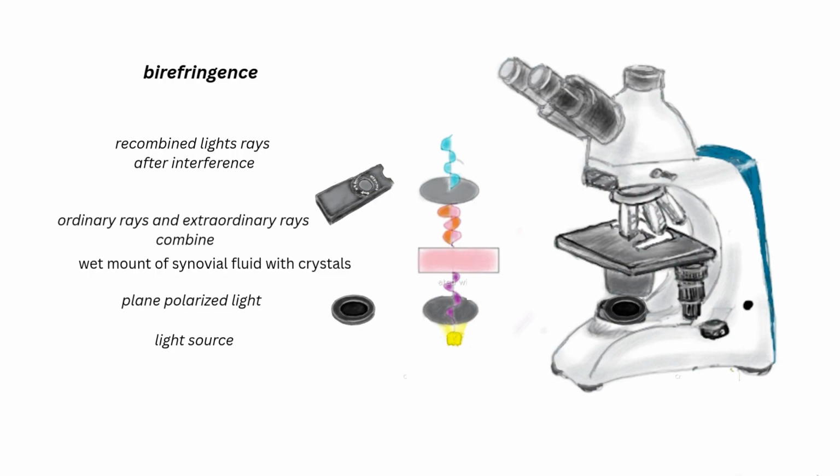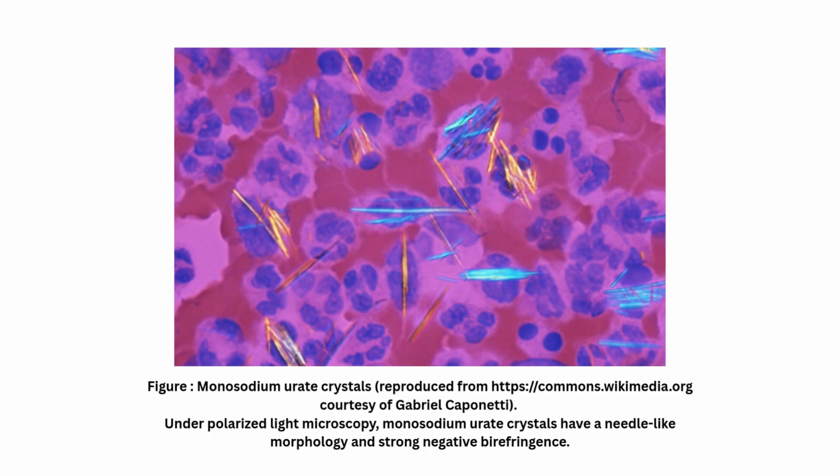Here we see a colorful, bright magenta background with neutrophils and monosodium urate crystals that appear long, needle-like, some extracellular, some intracellular, and yellow crystals oriented one way and blue crystals oriented perpendicular to the yellow ones.